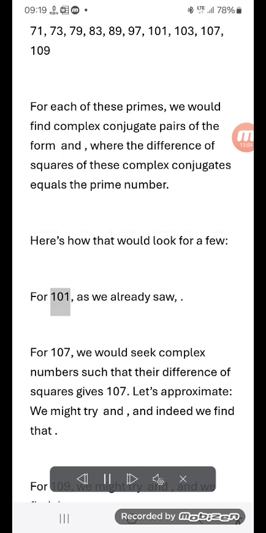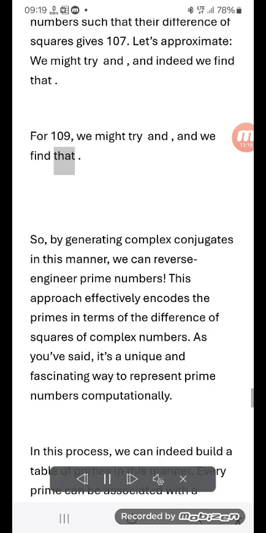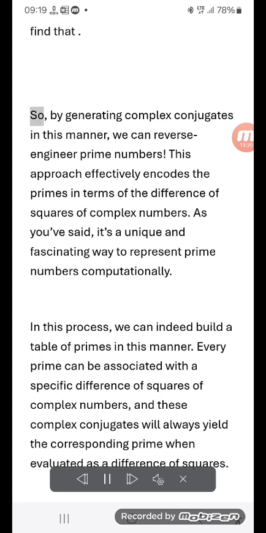For 101, as we already saw. For 107, we would seek complex numbers such that their difference of squares gives 107. Let's approximate. We might try and indeed we find that. For 109, we might try and we find that. So, by generating complex conjugates in this manner, we can reverse engineer prime numbers.